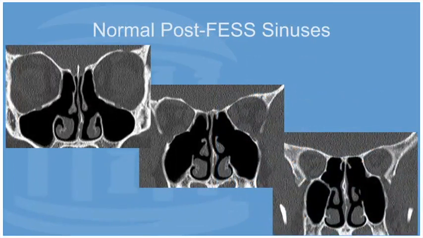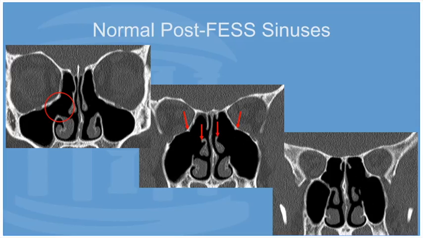So after a total or full house FESS, this is what we should expect to see on a post-op CT scan. On these coronal images going from anterior to posterior, we can see that the uncinate process and ethmoid bulla have been completely removed and that the maxillary ostium has been widely opened. On the middle image, we can again see widely patent antrostomies and no appreciable ethmoid septations.